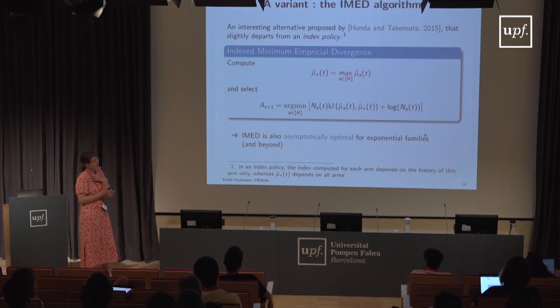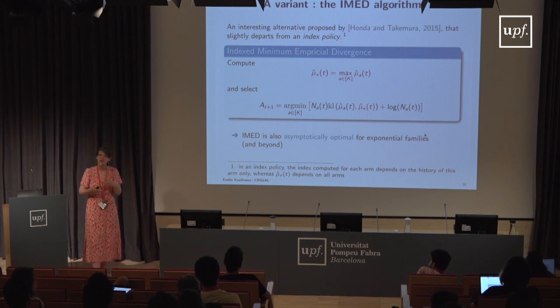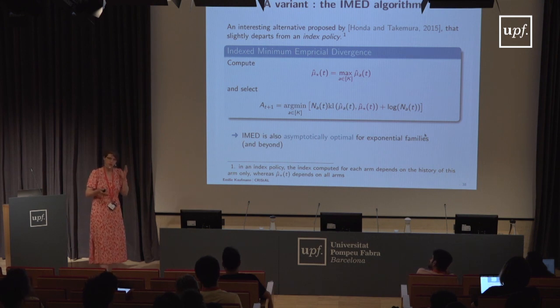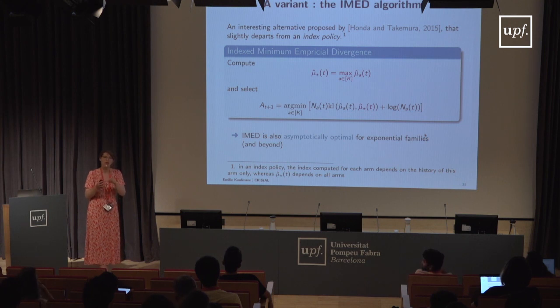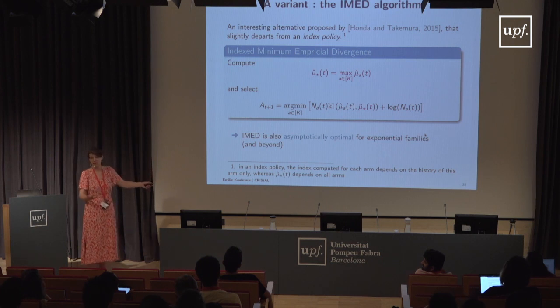And so IMED is not, strictly speaking, what we called an index policy in bandits. Because an index policy is something like UCB, which computes for each arm something that depends only on the reward you got from that arm. But here, the index, if you will, computed for arm A, also depends on mu star hat, meaning it also depends on what we observed on other arms.